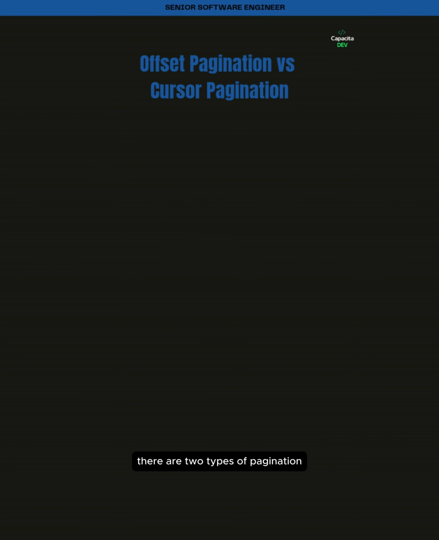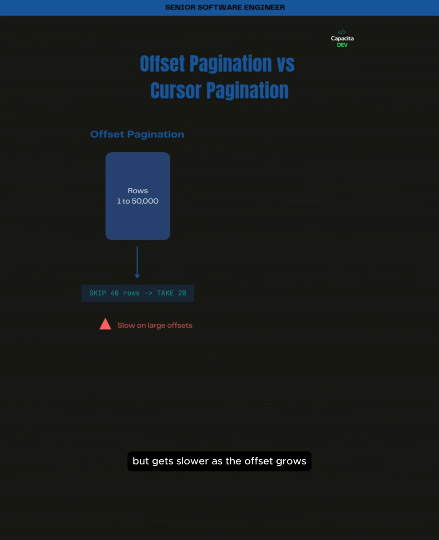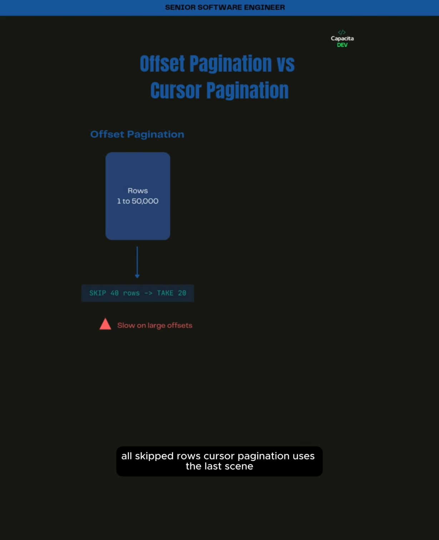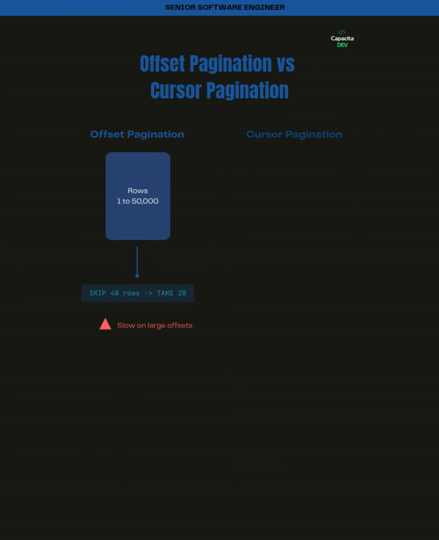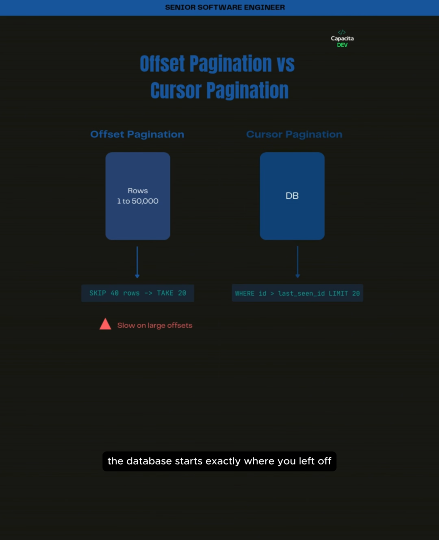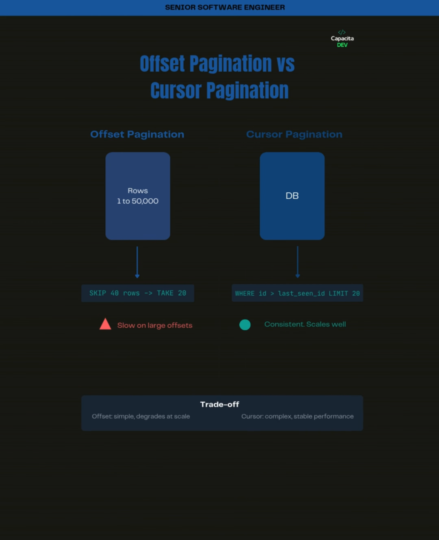There are two types of pagination. Offset pagination uses skip and take. It is simple to implement but gets slower as the offset grows, because the database must scan and discard all skipped rows. Cursor pagination uses the last seen identifier as a pointer. The database starts exactly where you left off. It does not slow down at page 500. For large datasets, cursor is the right choice.